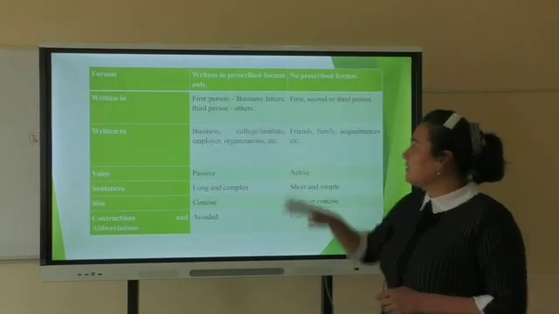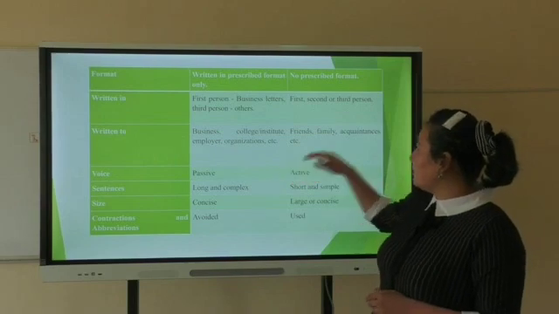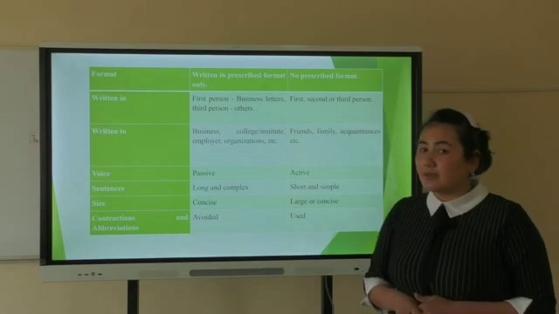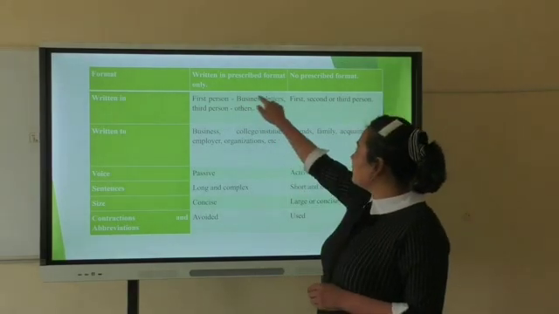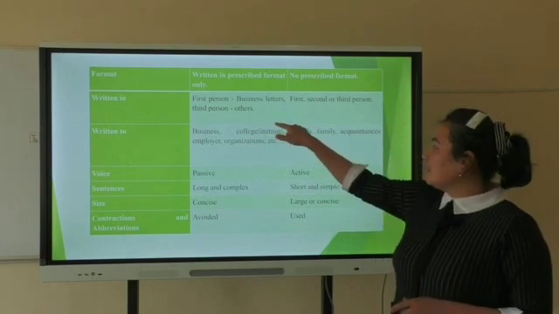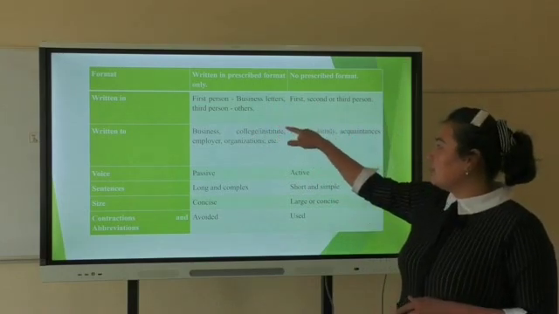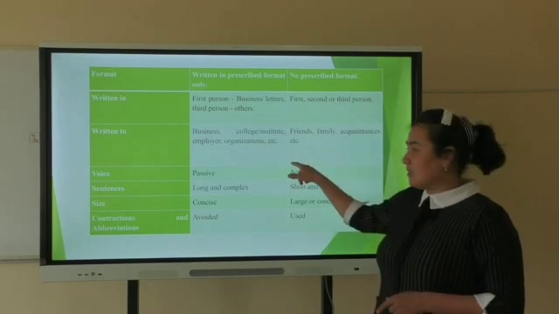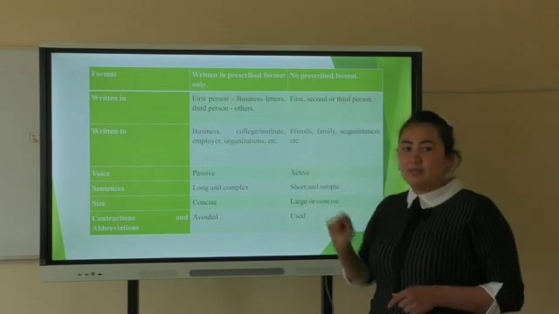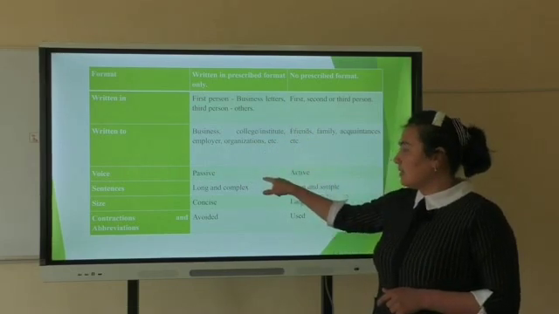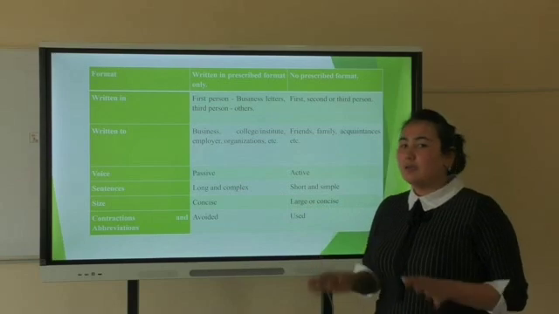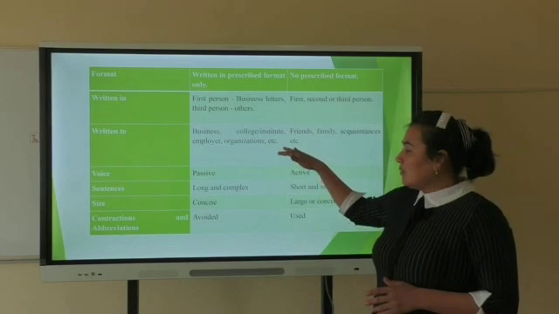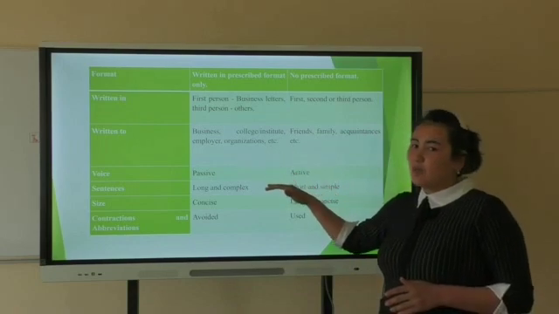Next, this is the form of formal letters and informal letters. Here you can see how to write formal letters and how to write informal letters. The first one: written to a prescribed format only, in the first person for business letters, the third person and others, written to businesses, colleges, employers and organizations. The next one, voice: in formal letters you can write in the passive voice, but sentences must be long and complex. Abbreviations are avoided.